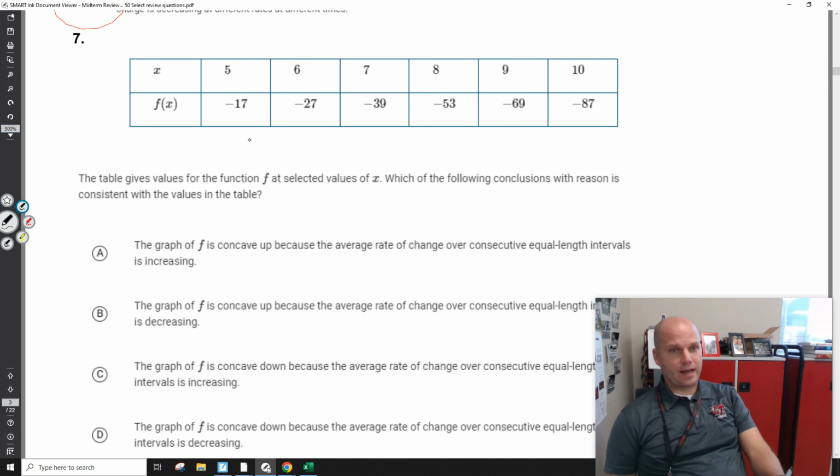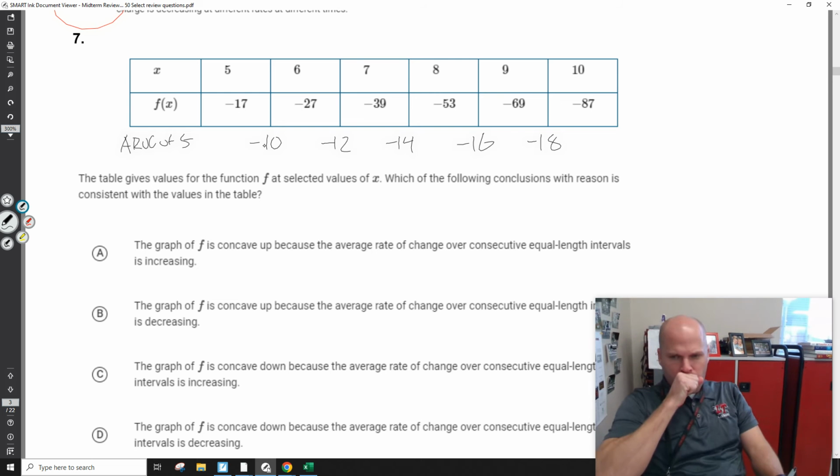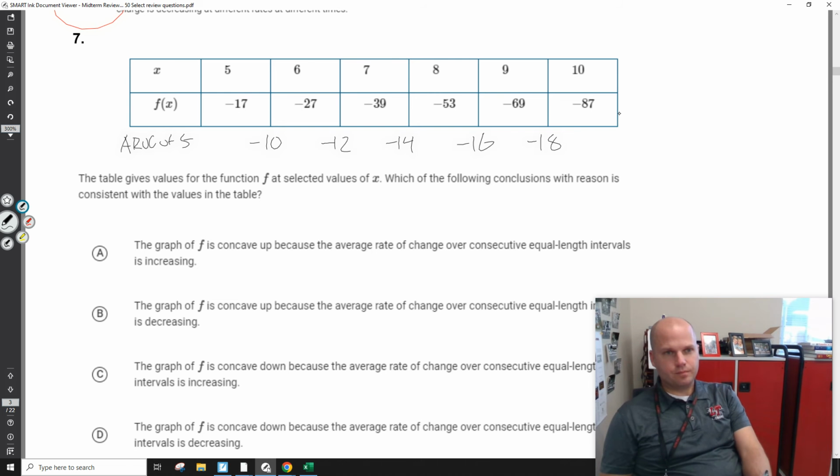I'm going to subtract 10, divide by 1. I'm going to subtract 12, divide by 1. Subtract 14, subtract 16, subtract 18. So these are my rates of change. They are negative. That means f is decreasing.